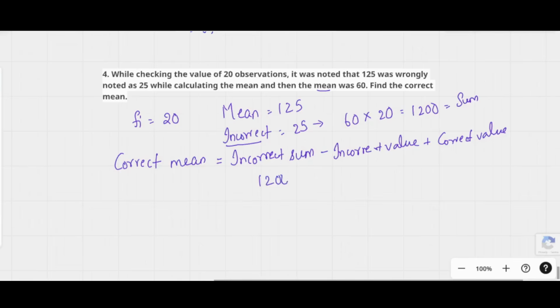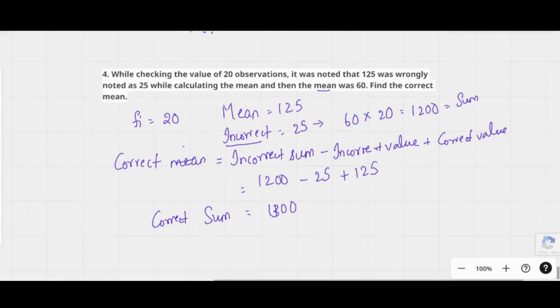Okay, done. Now what is the incorrect value they have included? 25. When I subtract this incorrect value from the incorrect sum, the real sum will come, but that incorrect value will be replaced with the correct value. What is the correct value? 125. So yes, 1200 minus 25 plus 125 gives you 1300. Sorry, this is the correct sum.